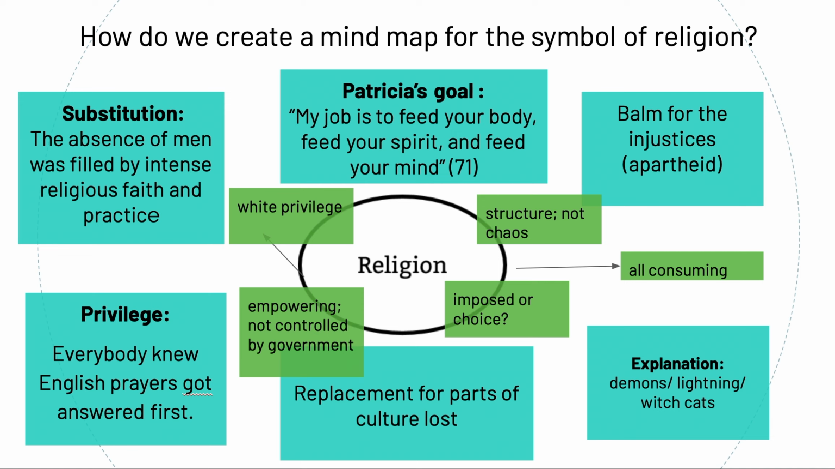Remember that chapter of the book where they wanted Trevor to pray because he spoke English and God spoke English, even though that is totally not true. If anything, maybe Hebrew or Aramaic, something like that. Then, replacement for lost parts of culture, and explanation of things like demons, lightning, witch cats. This is all tied to religion. This is your mind map, your way of figuring out these big ideas.